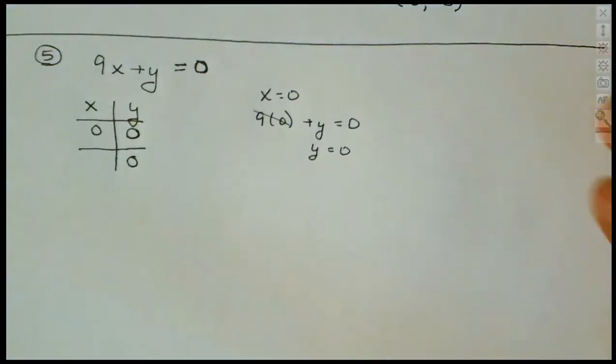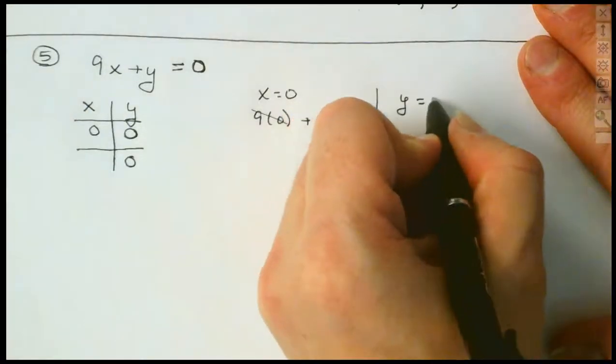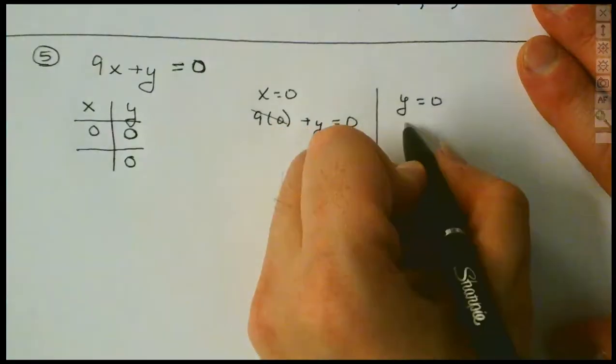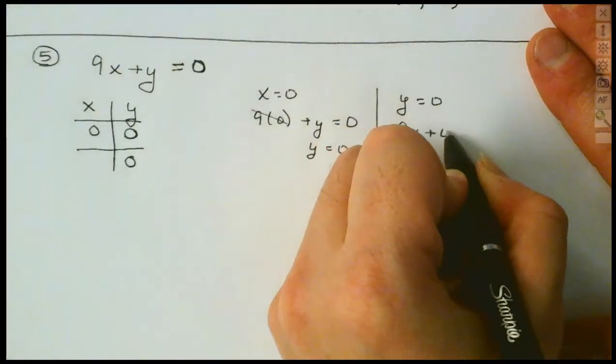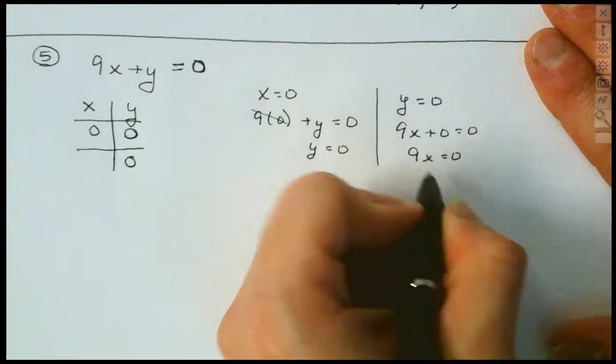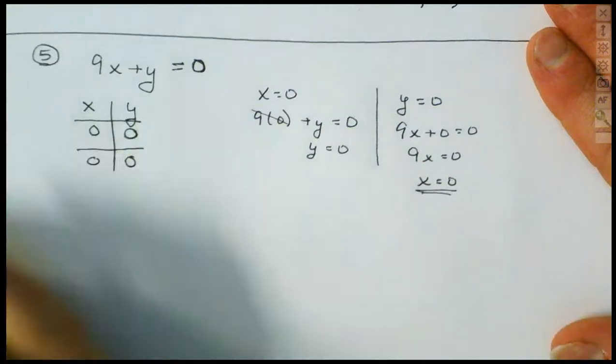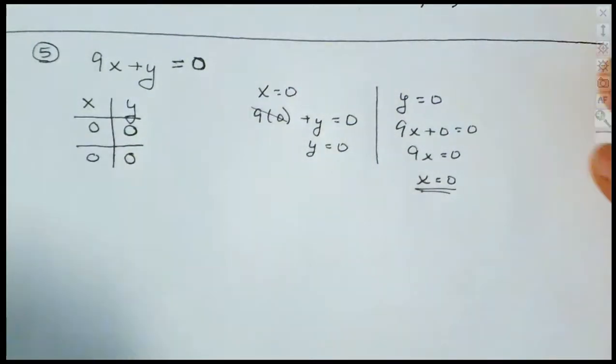What about the next one? Well, same concept. If I plug in y equals 0, that gives you 9x plus 0 equals 0, which is 9x equals 0, and then x equals 0. So we know our intercepts. And what are our intercepts?